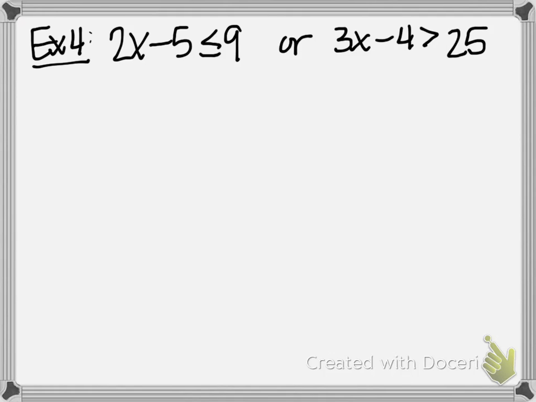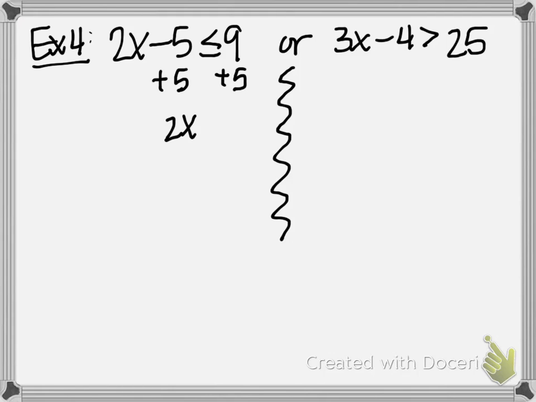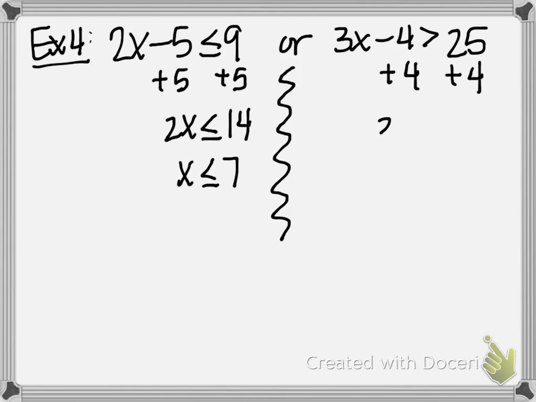So here we have an or. That means that you're going to take 2x minus 5 less than or equal to 9, or 3x minus 4 is greater than 25, and you do these individually. Go ahead, start solving for x. It's okay that you get a decimal right here. Not everything turns out to be an integer. Fractions should not scare us. We're going to leave it as that fraction.